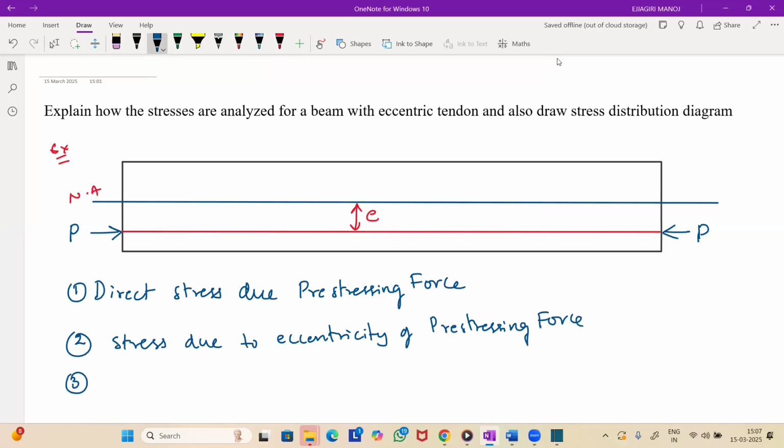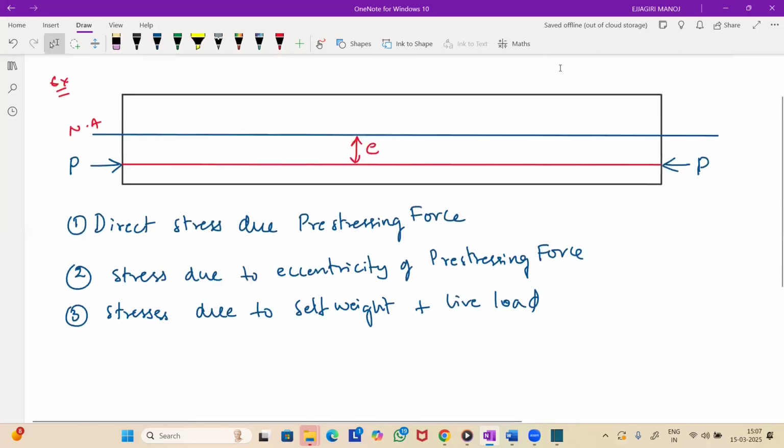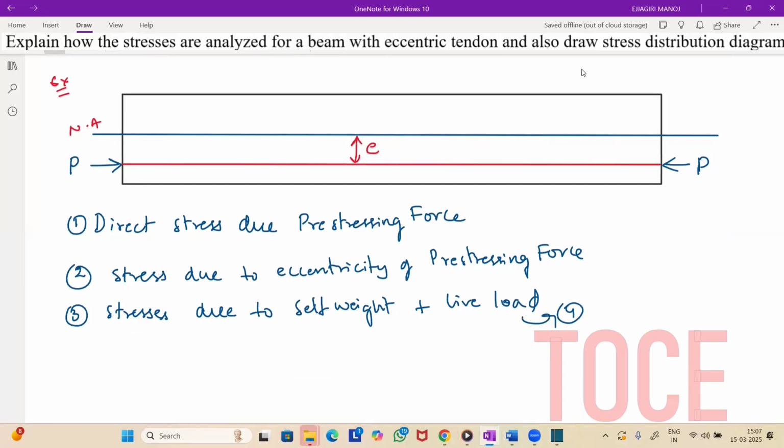And we'll have the self weight of the member, and some external loads are also acting on the member. So we'll have stresses due to self weight plus the live load. I mean the external load. Okay, so these three are the common, or the four maybe. If you take this live load separately, it will be four. So these four loads will be commonly acting on the pre-stressed concrete member.